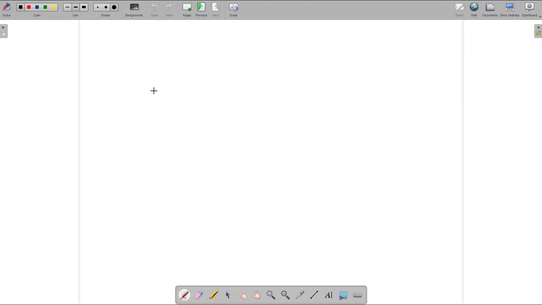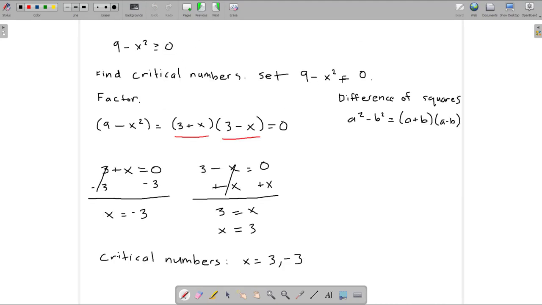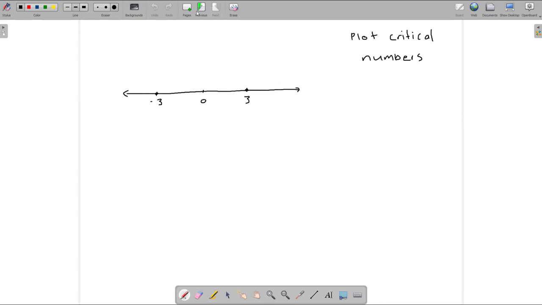Okay, so now that we have those, let's take a look at our number line again. Let's put 0 here. We'll put our critical numbers on here, 3 and negative 3. So, plot critical numbers on the line. Let's go back to our other page for a second. I set this equation equal to 0, and I found these to be the numbers that satisfy that, right? So that means that my equation is equal to 0 at those numbers.